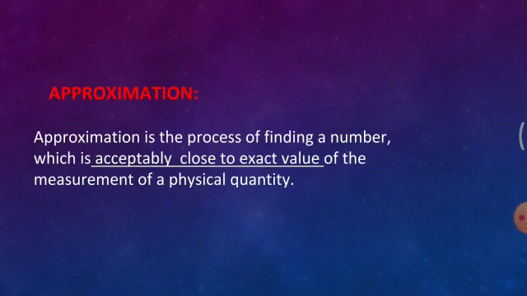Approximation. Approximation is the process of finding a number which is acceptably close to the exact value of the measurement of a physical quantity. For example, normal human body temperature is 36.9 degrees centigrade or Celsius. It has a decimal, so it is not convenient for us. So we can make it an approximate value like 37 degrees Celsius. So approximation is nothing but finding a number which is acceptably close to the exact value.